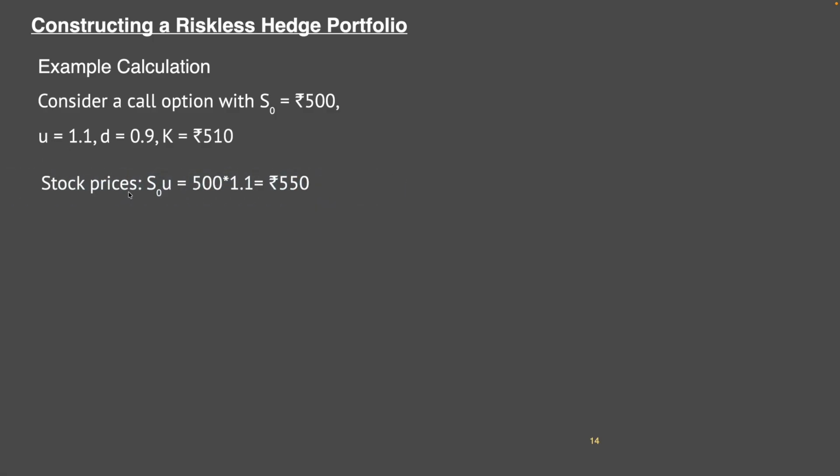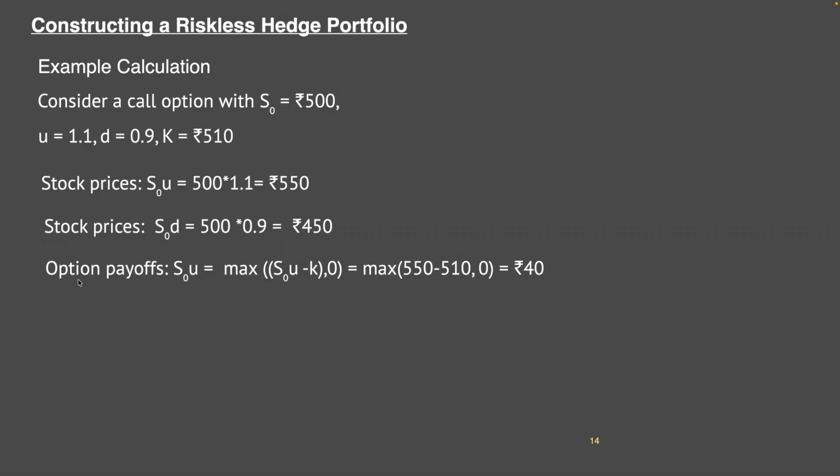So the stock price will be S0 into U, which is nothing but 500 into 1.1. So the stock price has moved up to 550. If the stock price moves down, it will move down to 450. So the option payoff will be what? For S0U it will be max of S0U minus K comma 0, so max of 550 minus 510 comma 0. The option payoff will be 40 after the time period capital T if the price moves up.